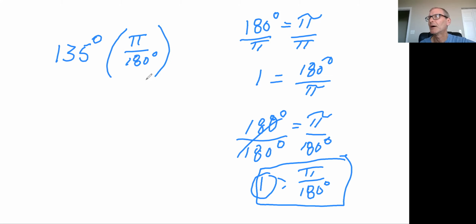And so when we do that conversion factor, you can see that the degrees cancel, right? So now we're stuck with 135 over 180, all right? And then times pi. And I will warn you right now, one of the things you're going to have to get semi-familiar with is manipulations of fractions.